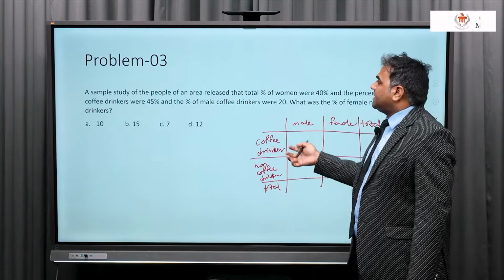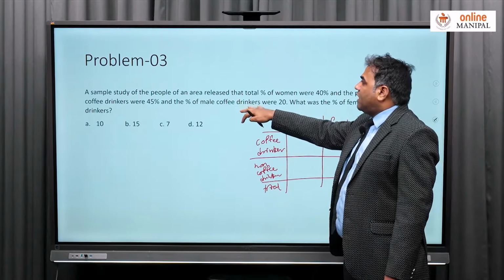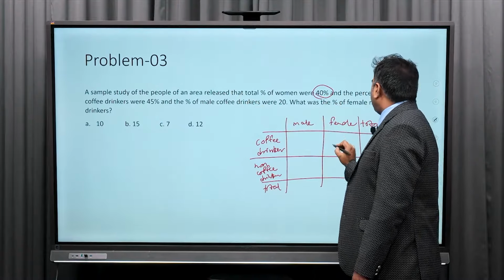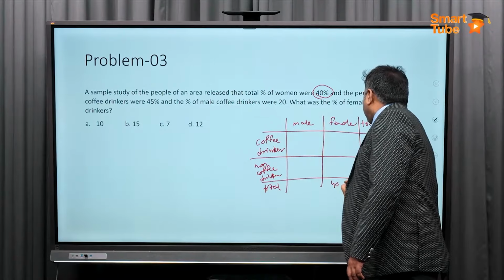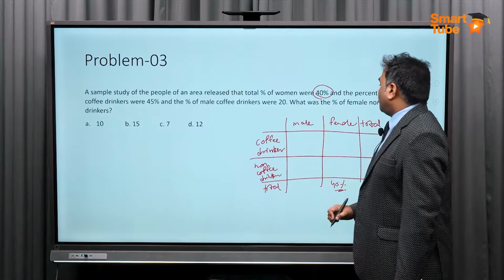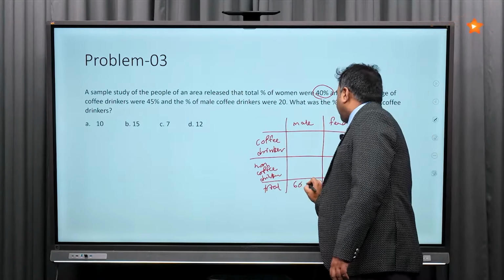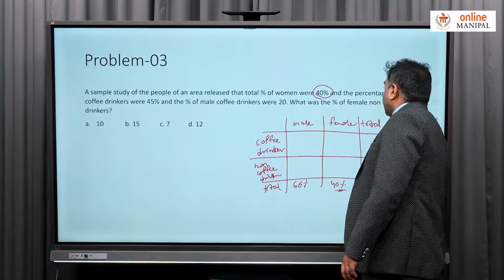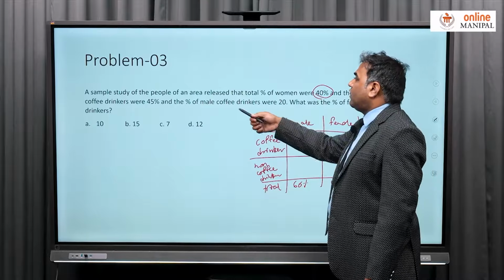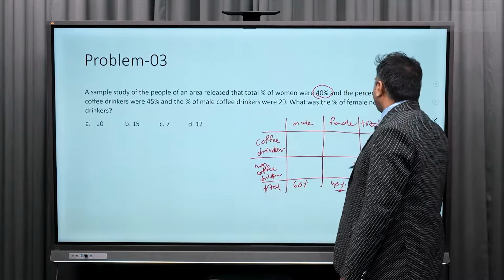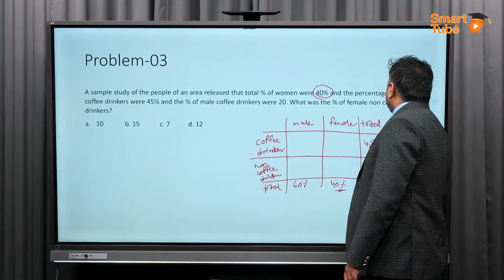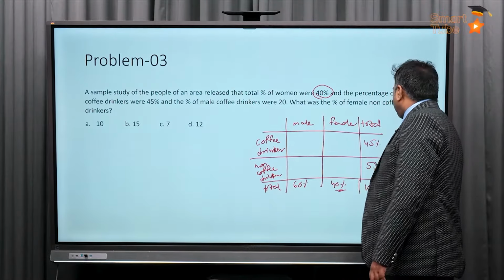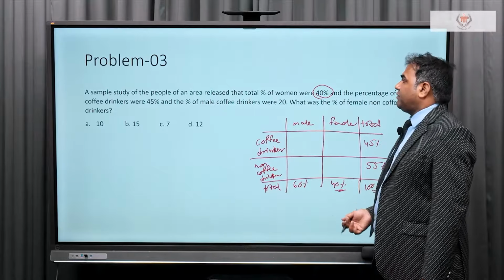What they have given in this question is that a sample study of the population of an area reveals that 40% are female. So if 40% are female, then male would be 60 because the total would be 100%. Clear everyone? And the percentage of coffee drinkers is 45%. 45% drink coffee, so how many do not drink coffee? That would be 100 minus 45, that would be 55%.